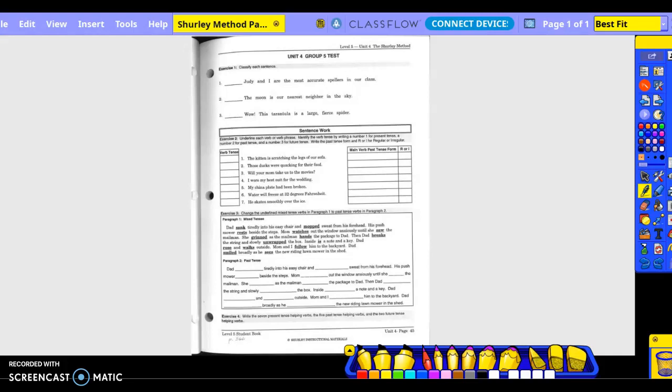Shurley Method, page 45, part 1. We'll be doing exercise 1 today, classifying each sentence. These are not mixed classifications, so these are still pattern 4. Judy and I are the most accurate spellers in the class. Who are the most accurate spellers in the class? Judy and I. So they are a compound subject noun.